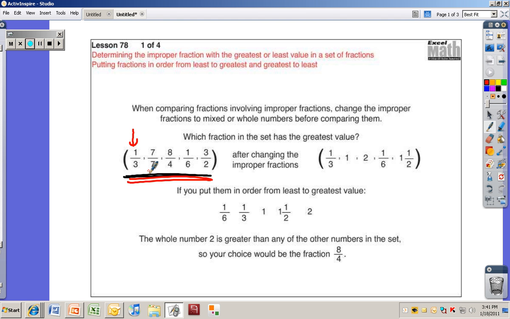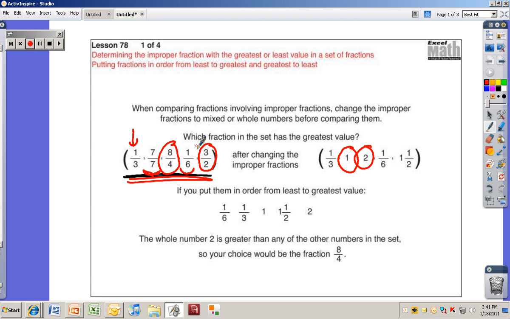But the next fraction, 7/7, we can change into a whole number or a mixed number. And you can see they did that right here. They changed 7/7 into the whole number 1. And then 8/4, that's an improper fraction. 8 divided by 4 is equal to 2, and that's equal to 2 wholes. 1/6 is not an improper fraction. It's just a plain old proper fraction, and so we leave 1/6 as 1/6.